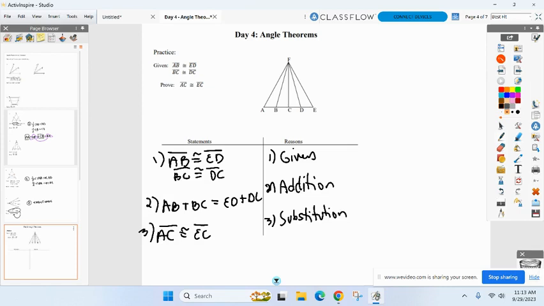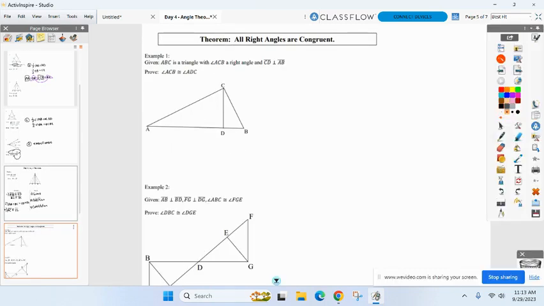All right, let's expand on what we know right now. And remember, I'm going to give you everything that I put up on the board on Thursday on a sheet of paper. All right, now we've got to start talking about some angle facts.